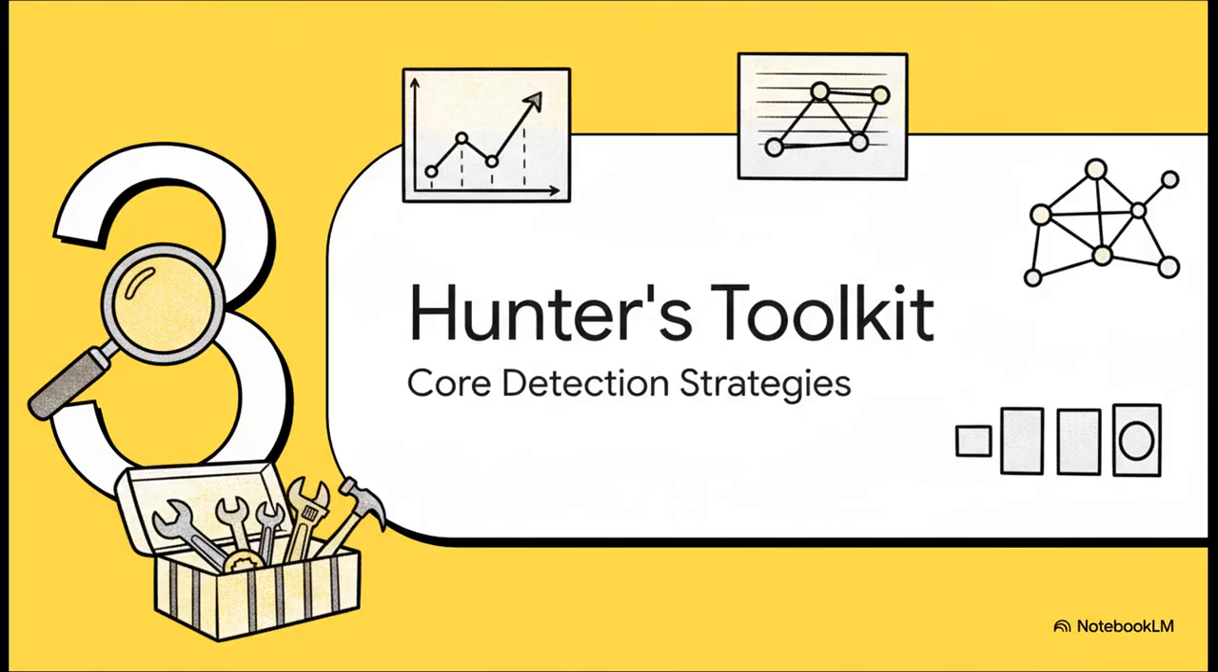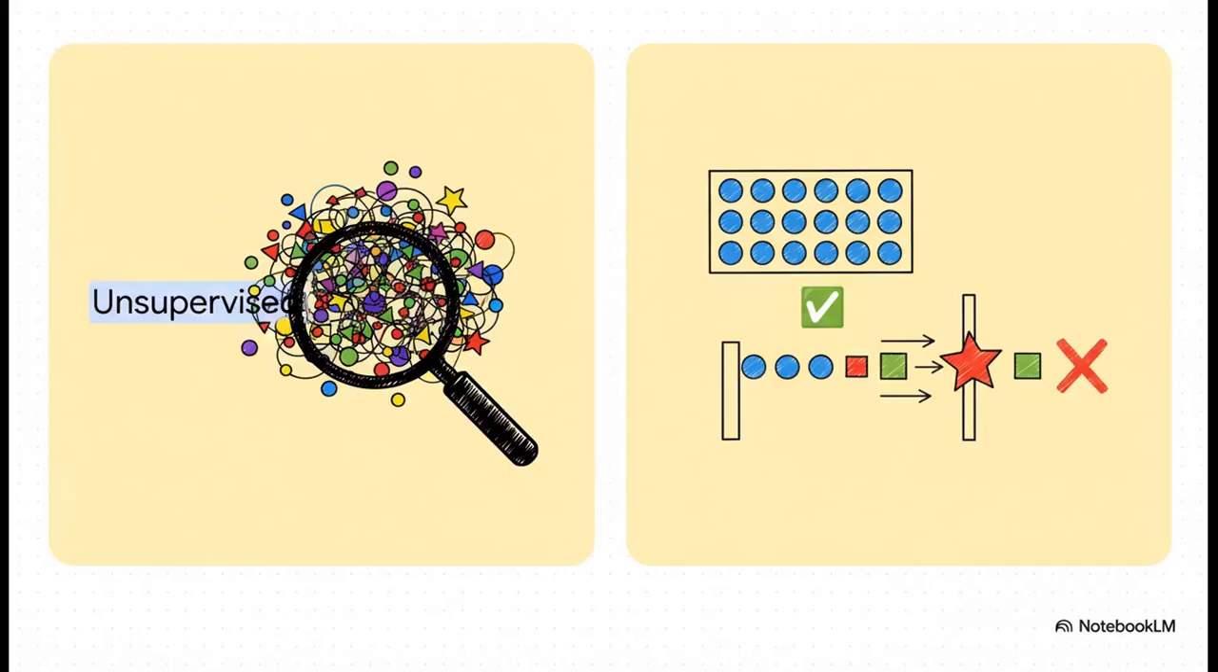Okay, so now we know what we're looking for. The question is, how do we actually find these things? Well, let's open up the Anomaly Hunters Toolkit and check out the 3 core strategies they use to track down these outliers. Now, before we dive into the strategies, you gotta know the 2 main ways a hunt can start.